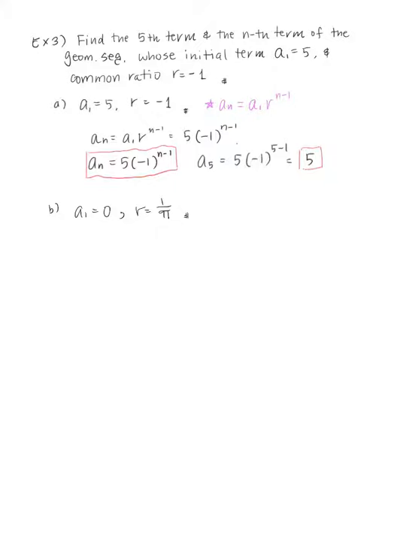I want you to come up with the nth term of the sequence and then compute the fifth term of the sequence. So first, a sub 1 is 0, r is 1 over pi. So again, let's follow this formula. A sub n is a sub 1 times r to the n minus 1. So our a sub 1 is 0.